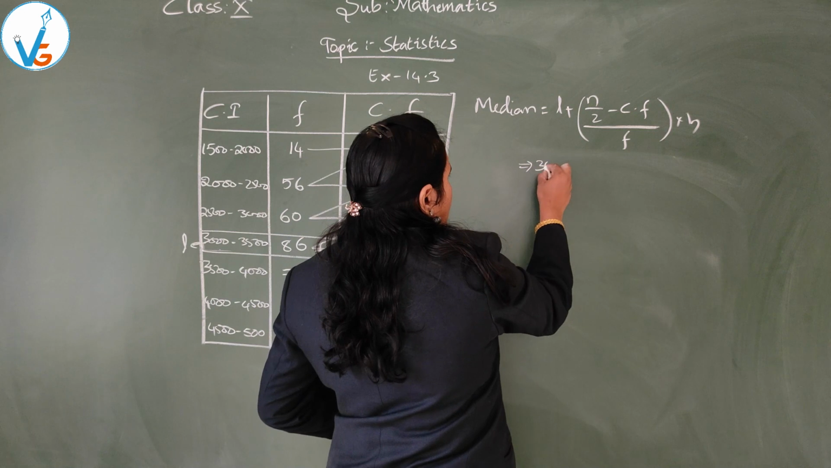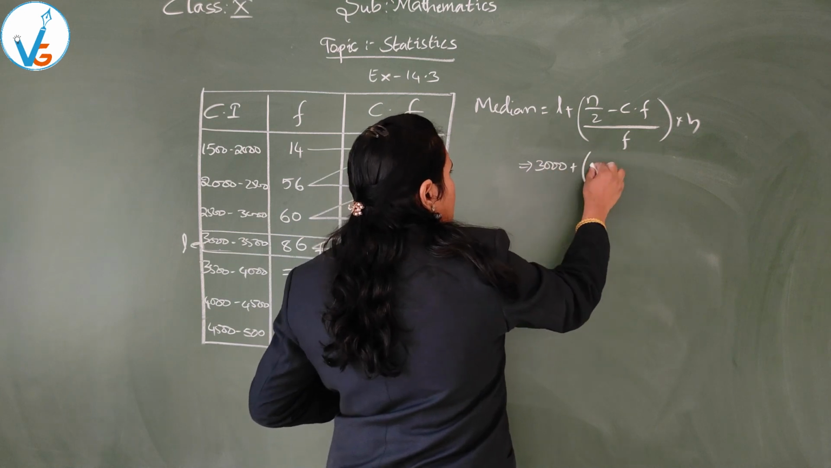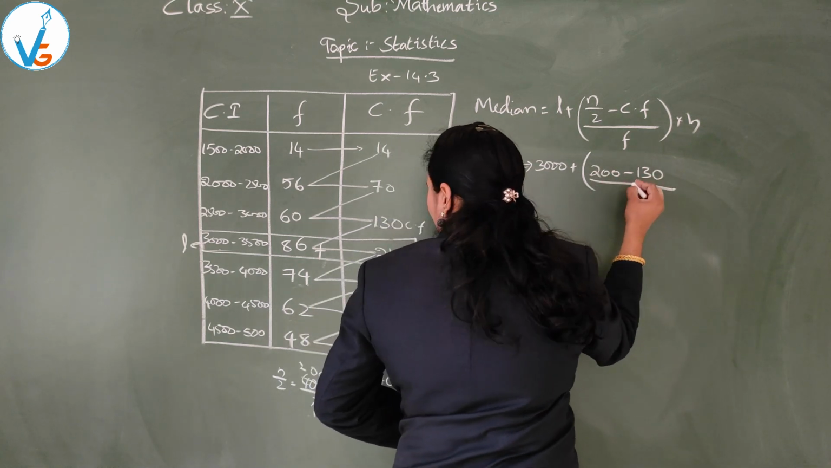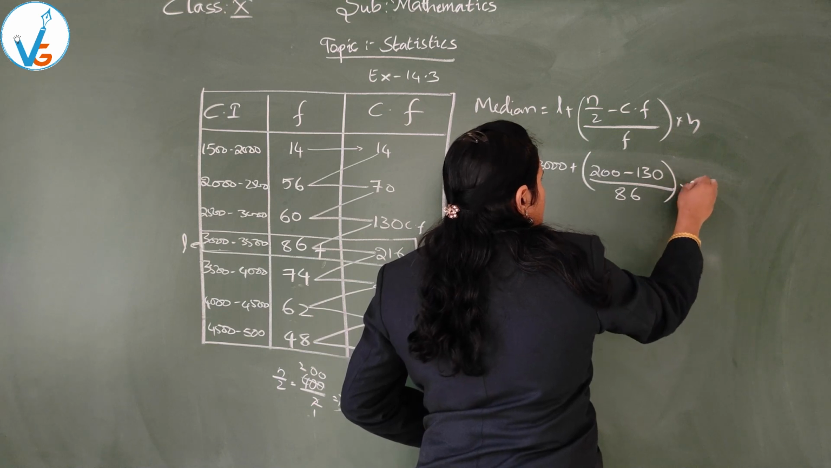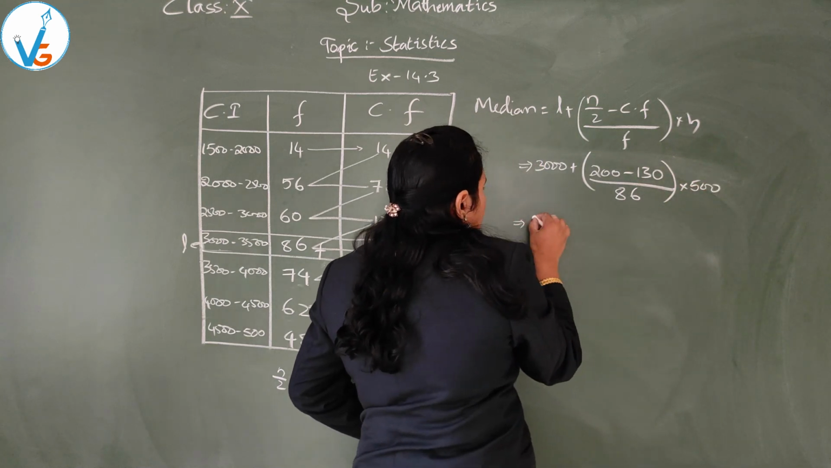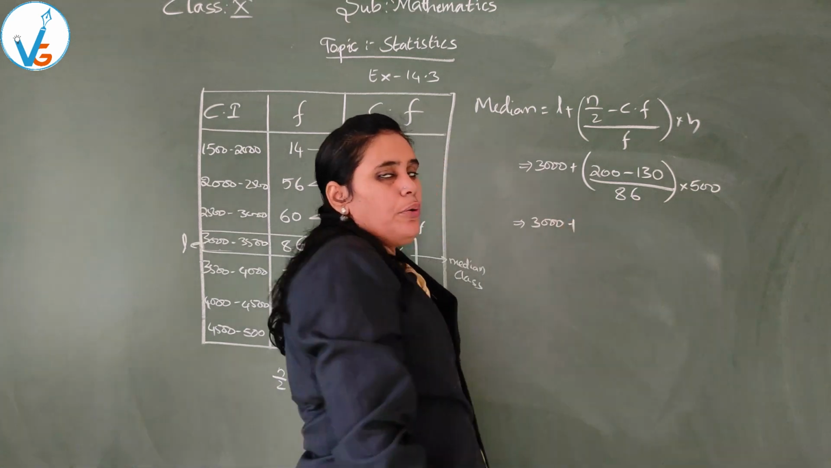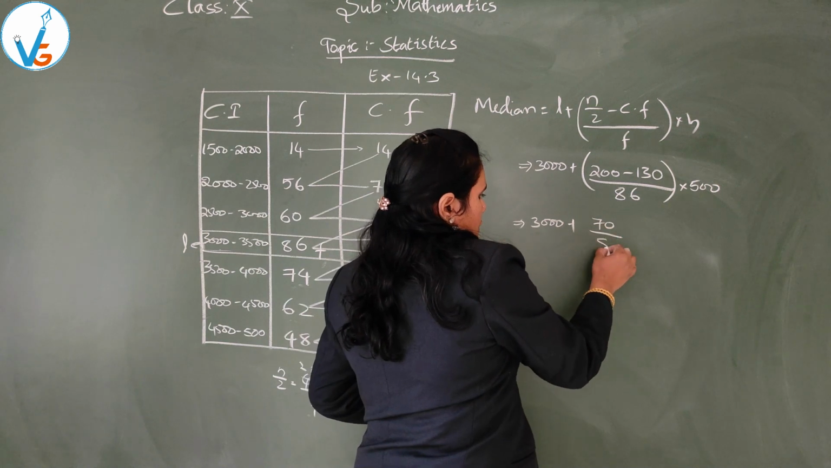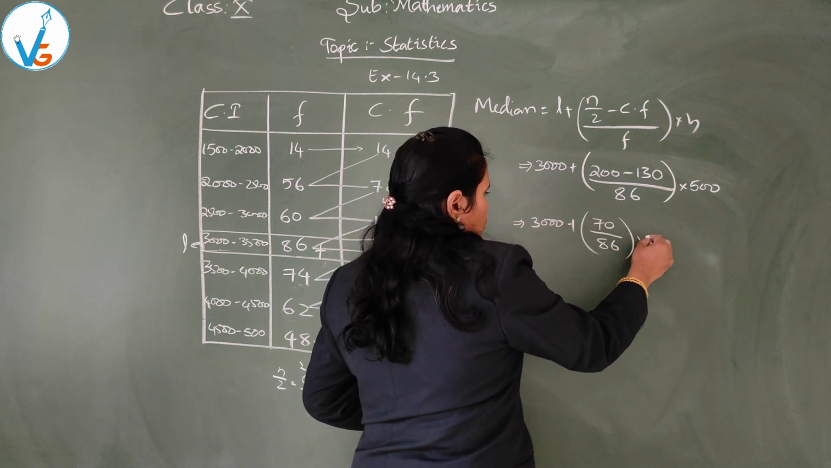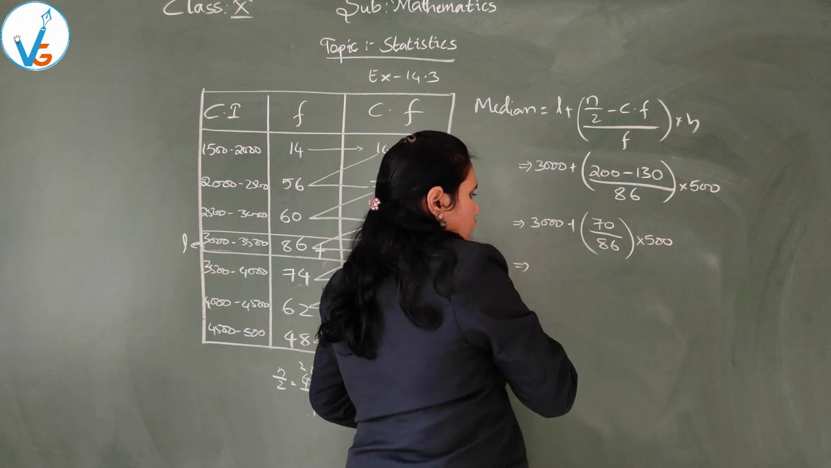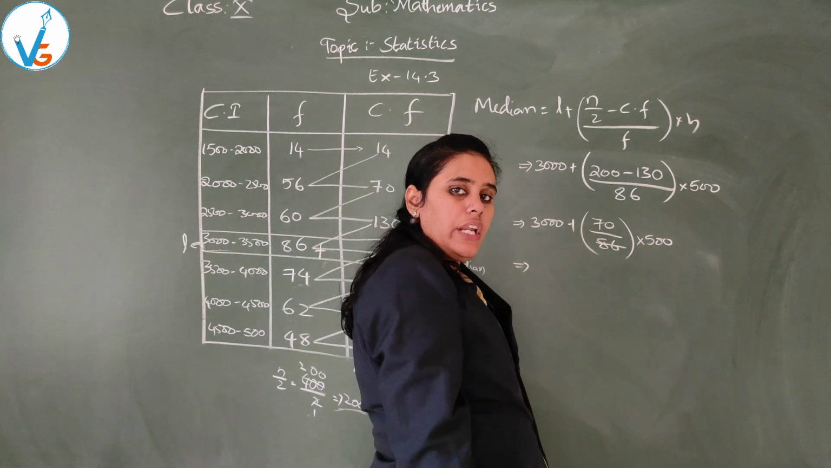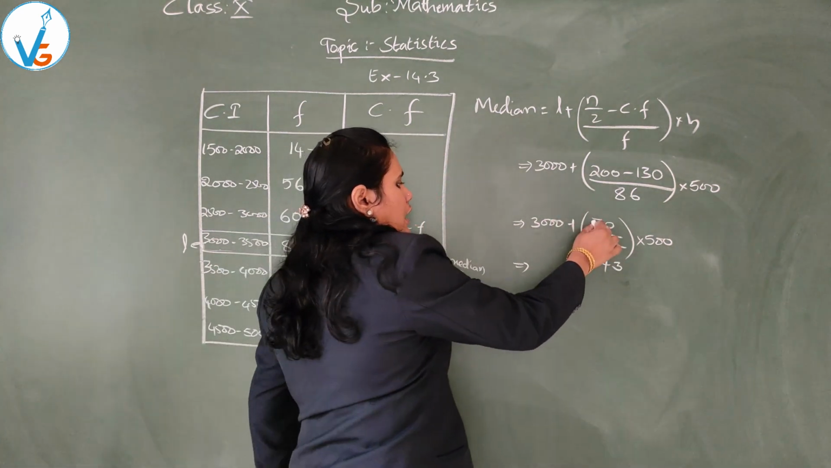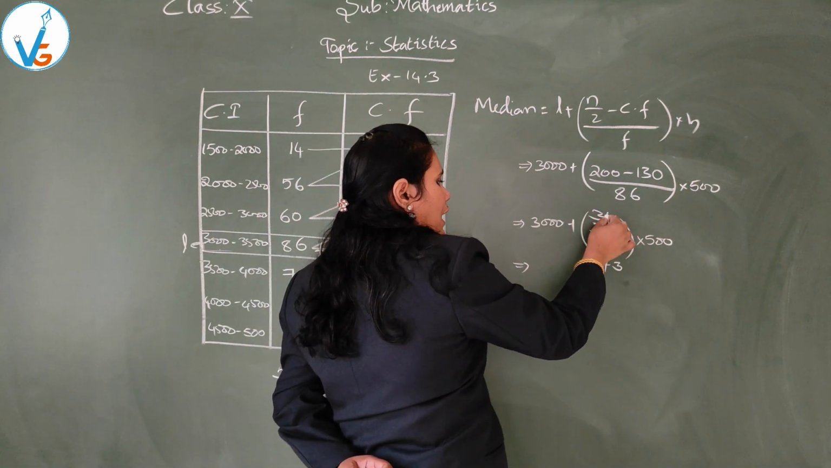So here the value of 3000 plus (n by 2 is 200 minus cumulative frequency, here 130) by f, which is 86, into h, which is 500. Next step: 3000 plus (200 minus 130, which becomes 70) by 86 into 500. Now next step we can cancel it with the 2 table. So 2 4s are 8, 2 3s are 6. Next, 2 3s are 6 and 2 5s are 10.